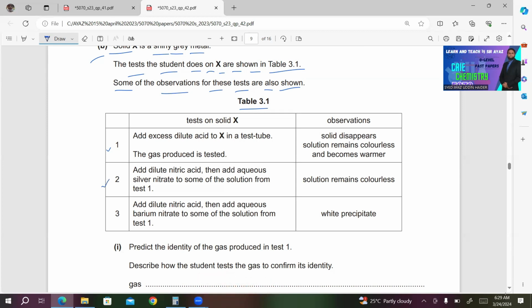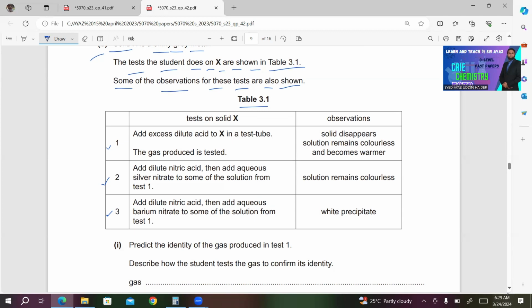Test 2. Add dilute nitric acid, then add aqueous silver nitrate to some of the solution from test 1. Observation: solution remains colorless. Number 3. Add dilute nitric acid, then add aqueous barium nitrate to some of the solution from test 1. In observation, we'll see a white precipitate.